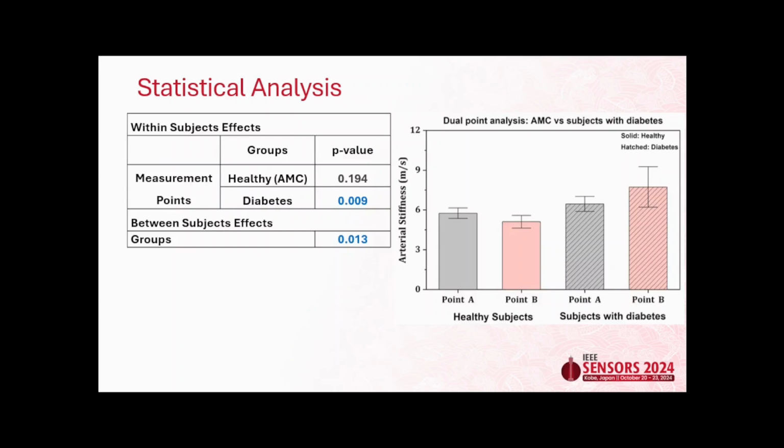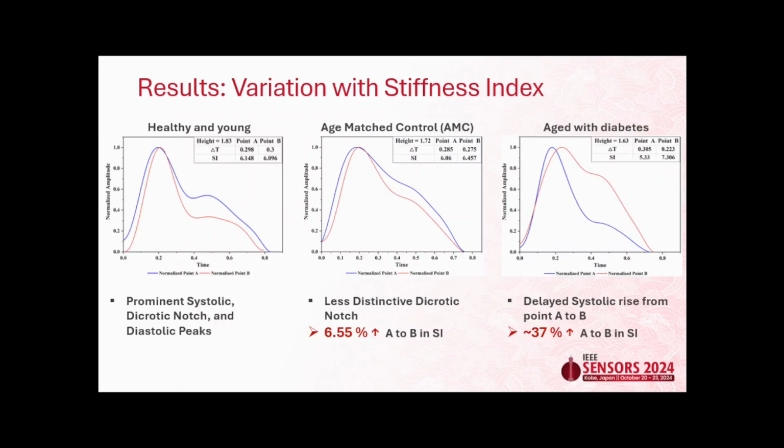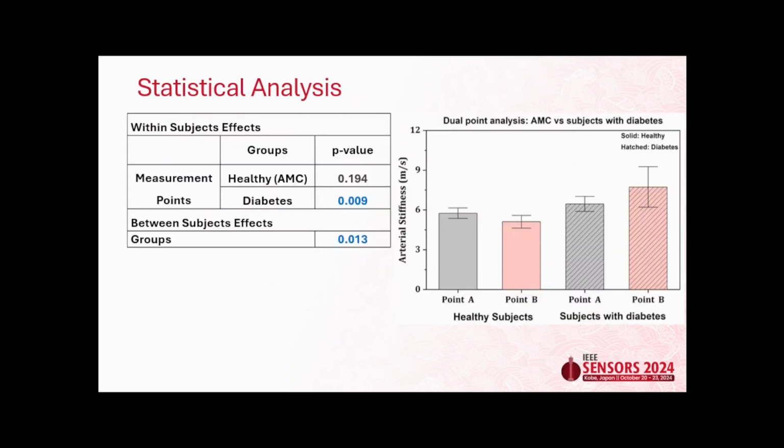From the young group to the age-matched control, we can see an increase in the stiffness index value, since vascular aging also happens with age. To counter that effect, we took these two older groups and did their statistical analysis. With repeated measures ANOVA, we can see that the diabetes patients show a statistically significant variation between the measurement points within the subject, with a p-value of 0.013.